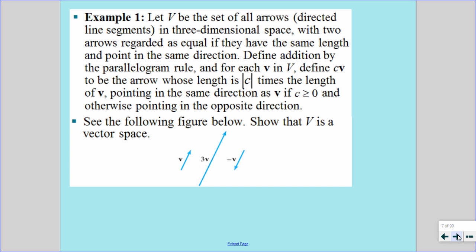Then they define addition by the parallelogram rule, which we learn about when we learn about vectors. And scalar multiplication is changing the magnitude of the vector. So if it's 3v, it makes v 3 times as big. This creates a geometric representation of vectors that we should all be familiar with. They give us a little diagram of what v would mean, what v multiplied by the scalar 3 would mean, and what -v would be.